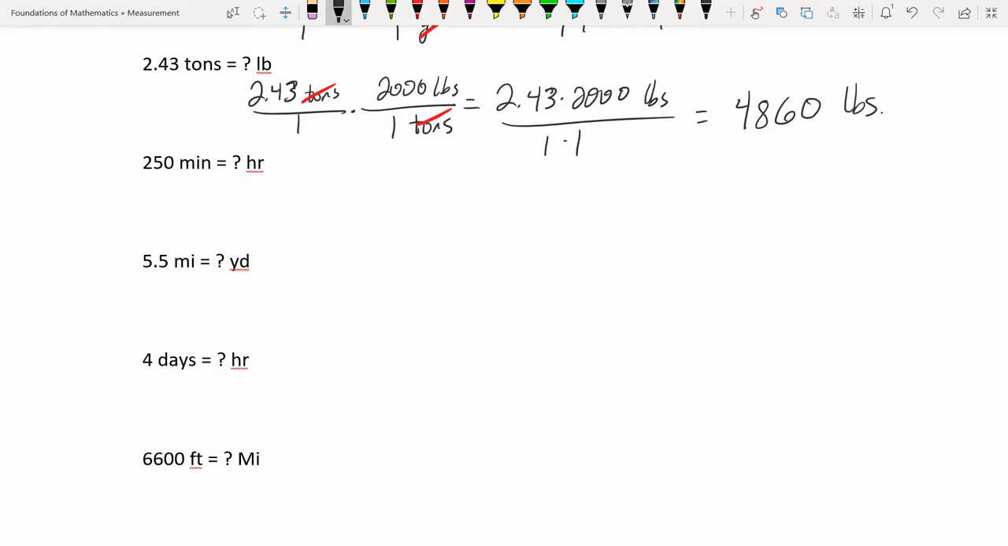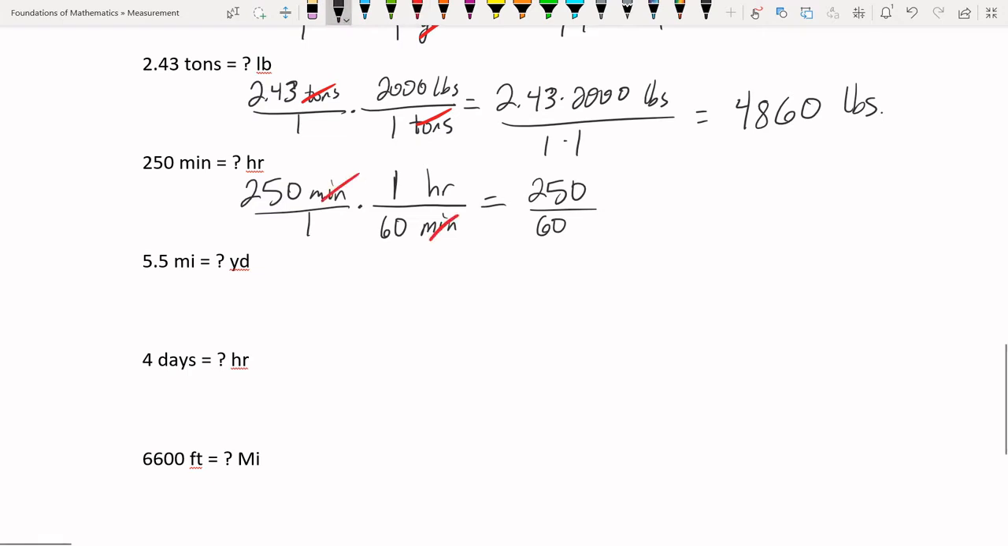There's 60 minutes in an hour. I don't have to look that one up. It is on the table, but that one I know off the top of my head. So we want to get rid of minutes, so minutes go on bottom, hour goes on top. There's 60 minutes in 1 hour. We get, just multiplying straight across, 250 times 1 is 250. 1 times 60 is 60. Of course, the minutes cancel, and we have only hours on top.